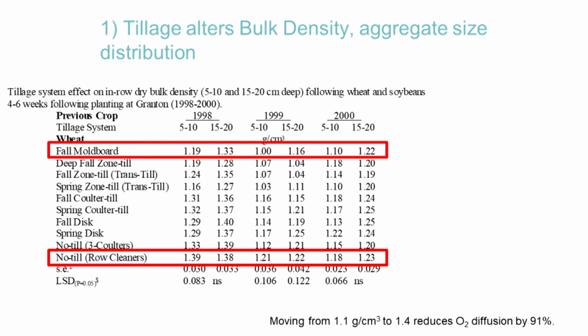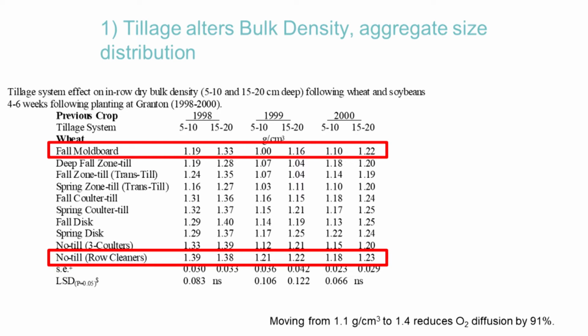So this is data from an Ontario experiment where they measured bulk density in the 5 to 10 centimeters and 15 to 20 centimeters of the soil profile. And they measured bulk density 4 to 6 weeks after planting, always in a corn, soy, wheat rotation. And they had a bunch of different tillage treatments. Let's just focus on what I would call the most intensive or aggressive tillage, which is the fall moldboard plow treatment versus the no-till treatment, just with row cleaners, just pushing the residue out of the seed row.